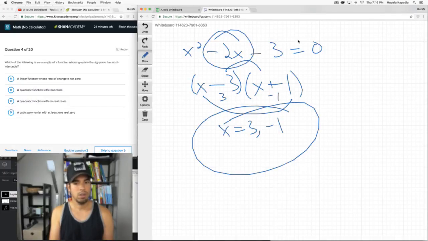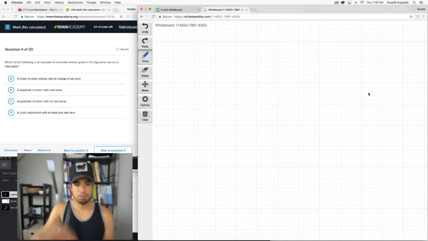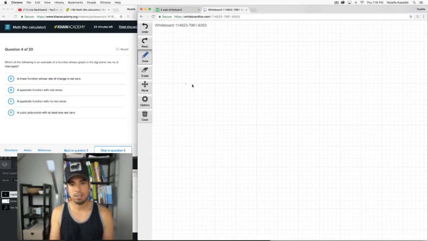Next question. Oops, we're having some glitches with my Wacom tablet. I'm using the pen, and it's been glitching the last few days. I don't know why. Which of the following is an example of a function whose graph in the xy plane has no x-intercepts, meaning it doesn't hit the x-axis?